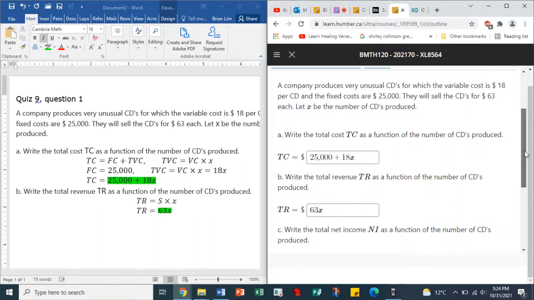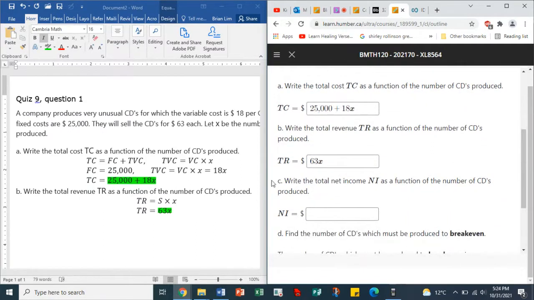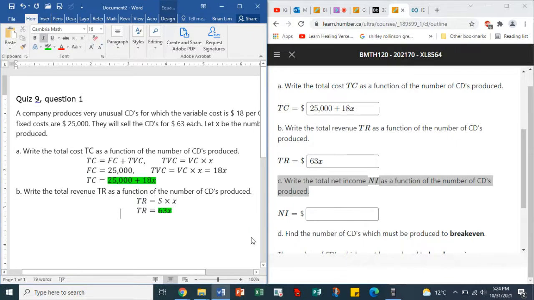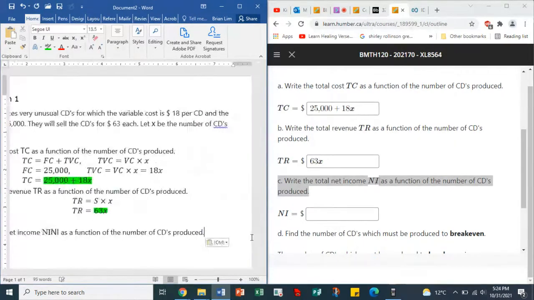Write the total net income as a function of the number of CDs produced. Let's do that. We can go down here, we paste it, and there we are.